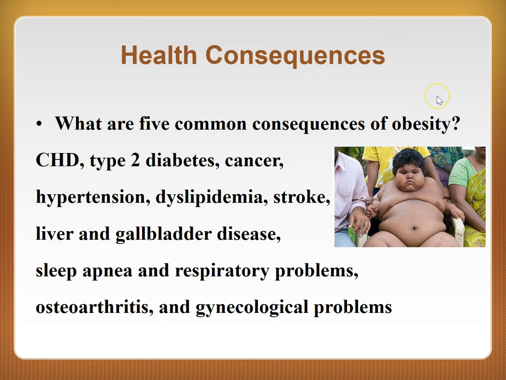There are major health consequences of overweight and obesity. Then, what are 5 common consequences of obesity? Answers may vary but may include the following: coronary heart disease, type 2 diabetes, cancers of the endometrium, breast, and colon, hypertension, dyslipidemia like high total cholesterol or high levels of triglycerides, stroke, liver and gallbladder disease, sleep apnea and respiratory problems, osteoarthritis, and gynecological problems such as abnormal menses and infertility.